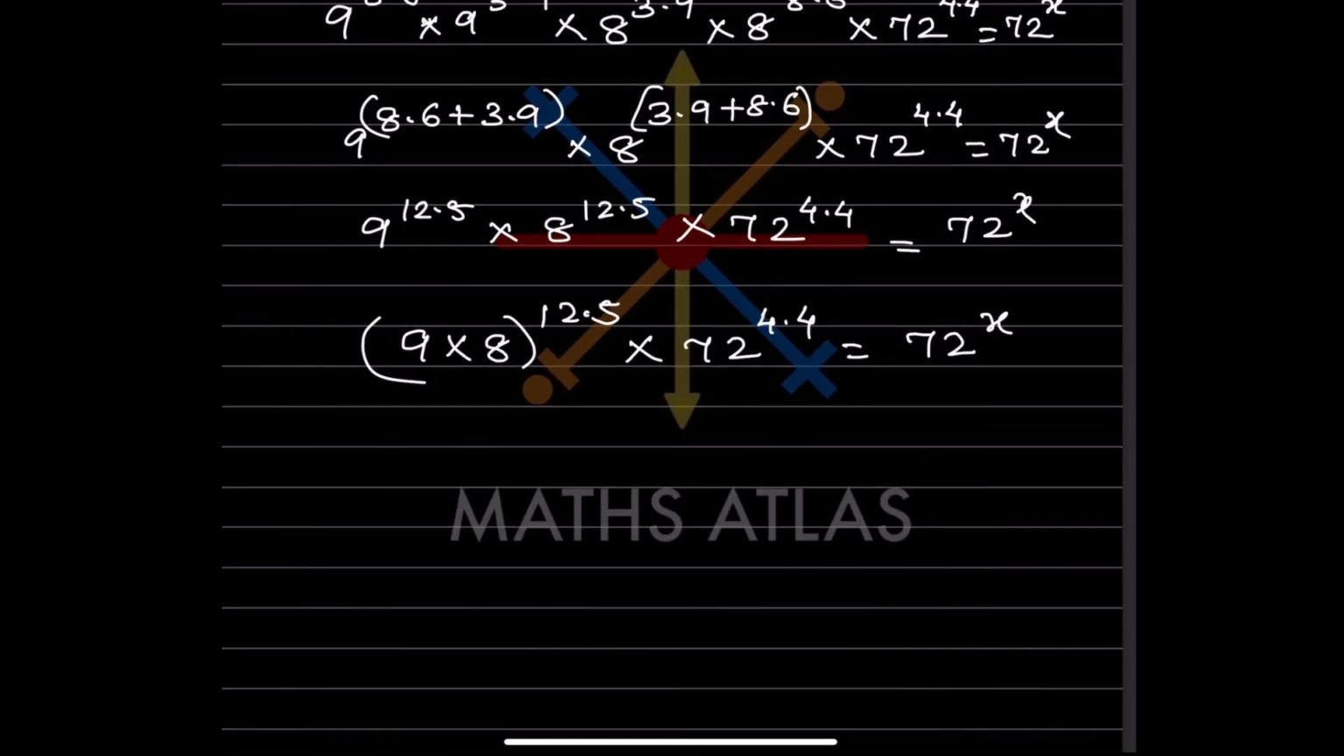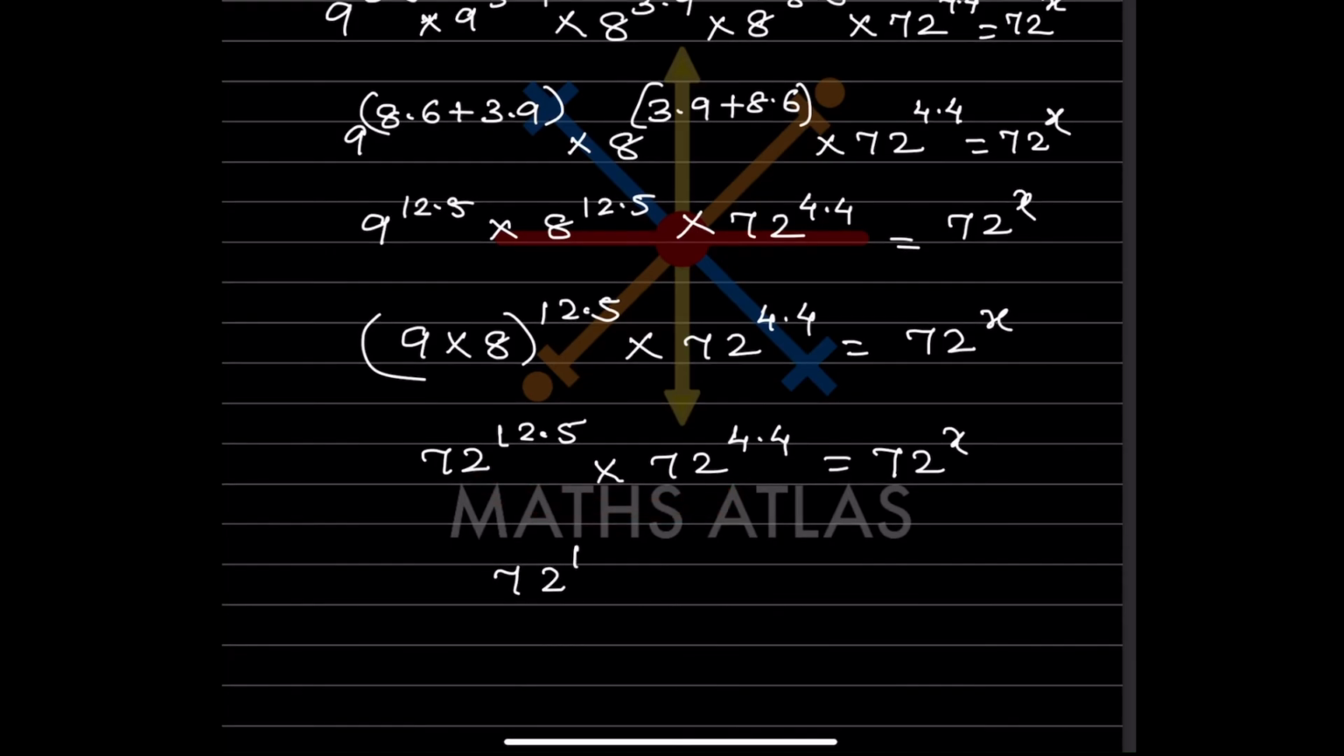So here now again what will you do here? 72 raised to 12.5, because you are going to multiply this and this one. Again you already have this one, 72 raised to 4.4 is equal to 72 raised to x. Now again what you can see here, the base is the same. So you are going to write here 72 raised to 12.5 plus 4.4. So this is 72 raised to x.